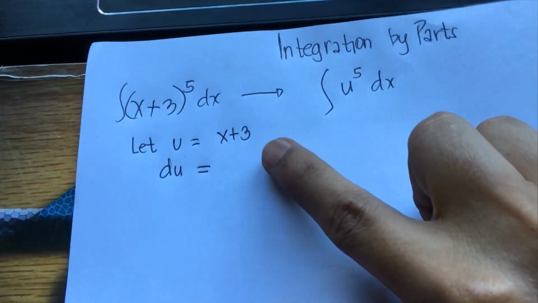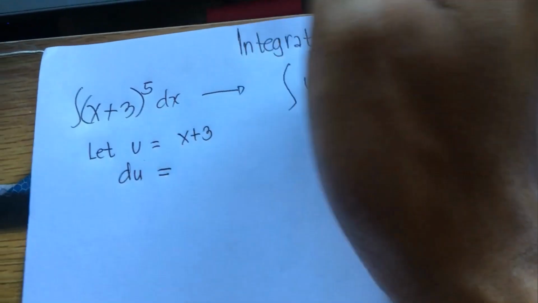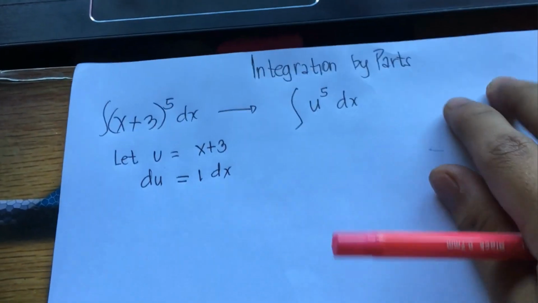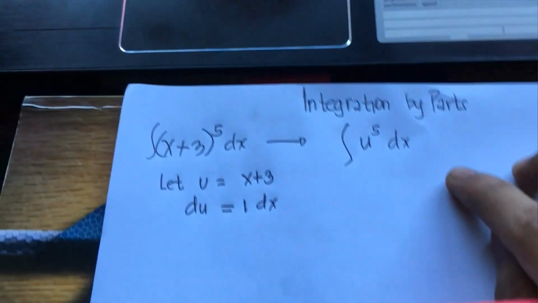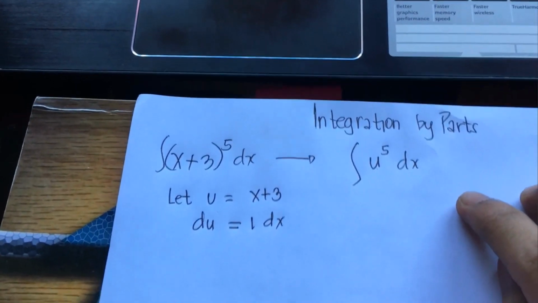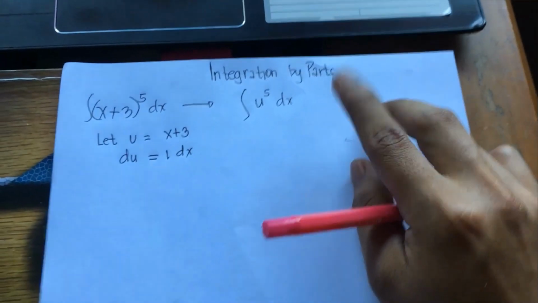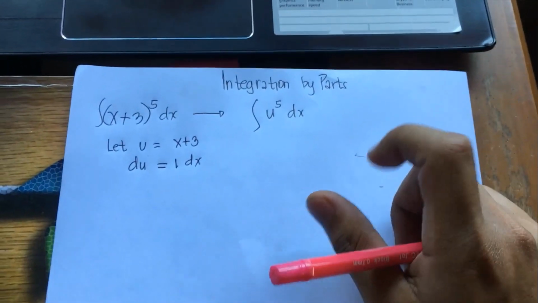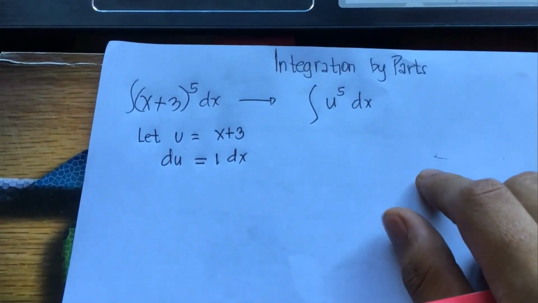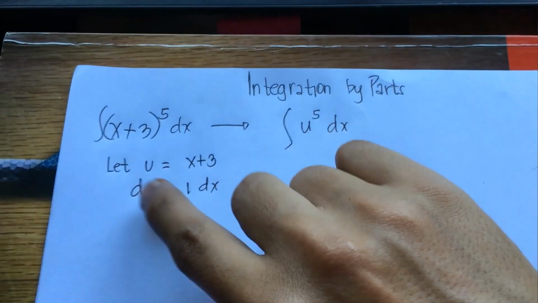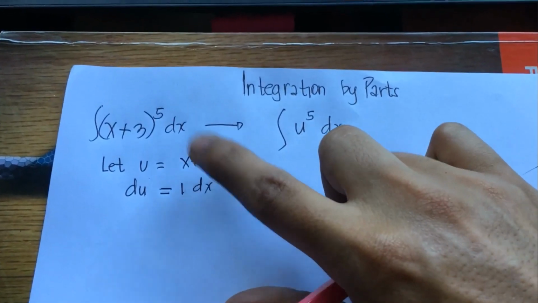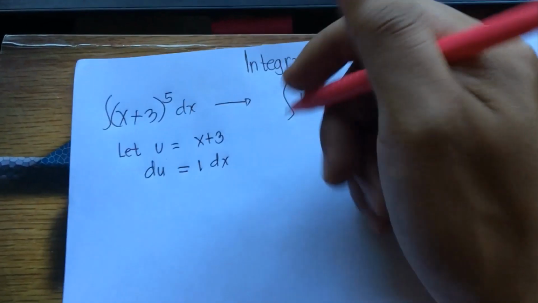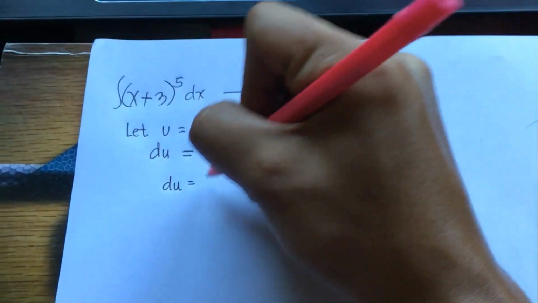What is the derivative of x plus 3? The derivative of x plus 3 is 1 dx. Sir, you went back to derivatives again? Yes, I went back to derivatives because in calculus, you cannot proceed with integration if you do not know the process of derivation. So you really must know derivatives before you integrate. The derivative of u is du, the derivative of x plus 3 is 1, but we add dx. So, you now have du is equal to dx.